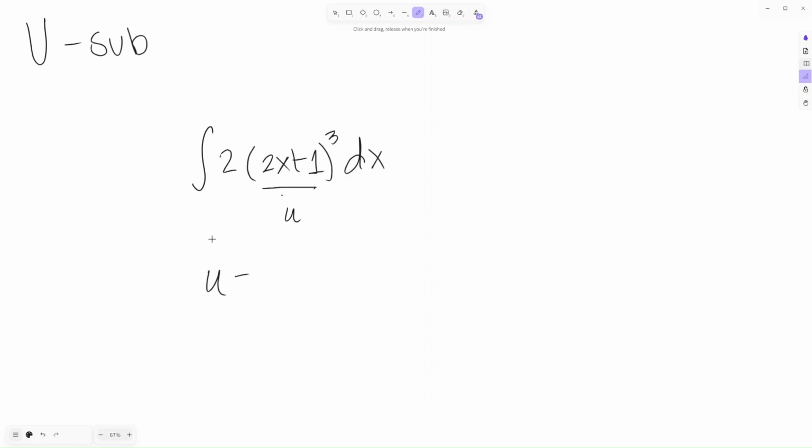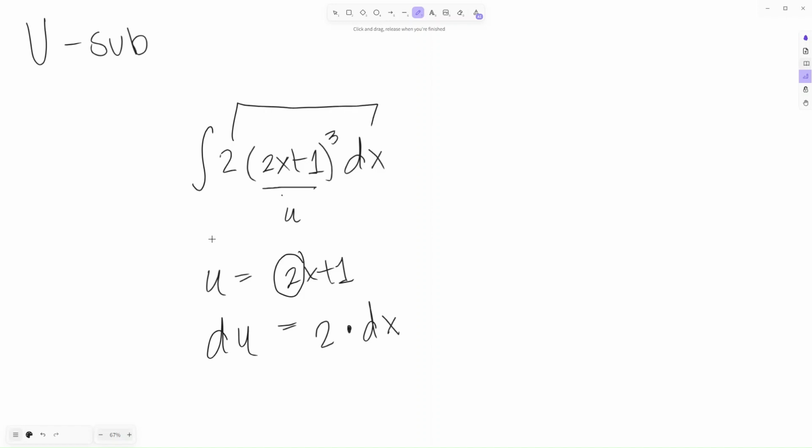And that's because when we derive u, we can see that the only thing that's going to be left is 2. So du will be equal to 2 dx. So we can see that 2 dx is part of our equation. That will be our du.